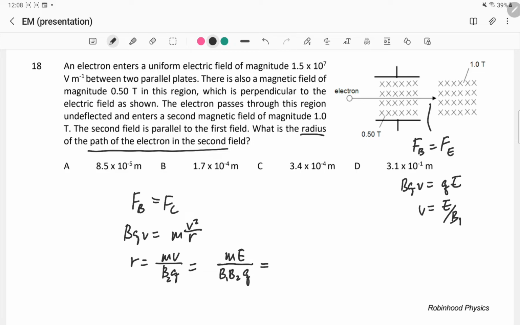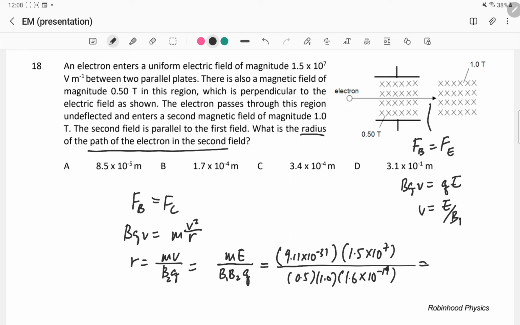You substitute numbers only in this step. So you have your 9.11 times 10 to the power of minus 31, that's the mass of the electron, times the E field strength, 1.5 times 10 to the power of 7, divided by B1, B2, 0.5 and 1.0, times the charge, 1.6 times 10 to the power of minus 19.